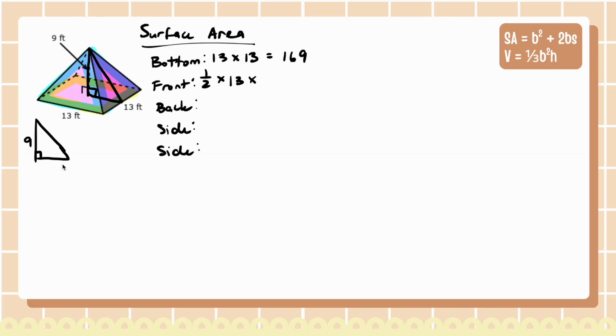Now, to figure out what that is, notice that we're going from the center of the square all the way to the edge. So if we know that the full length is 13, this is only half the length. So I want to take half of 13, and that's going to be my 6.5 down here. So that's how you figure out what the base of the triangle is.